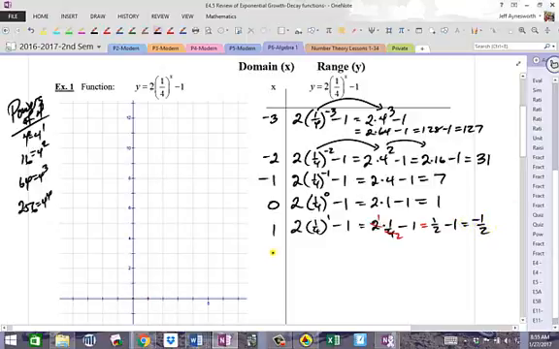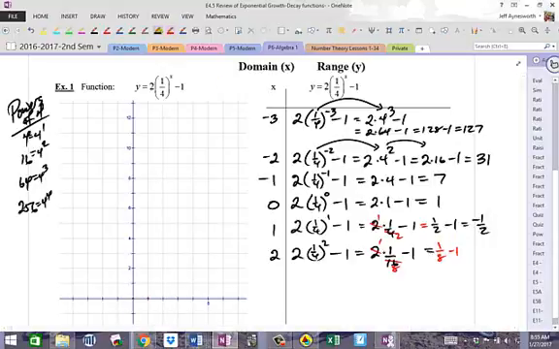And then when x is 2, we have 2 times 1/4 to the second power minus 1. 1 squared divided by 4 squared is 1/16. So 2 times 1/16 minus 1. 2 divided by 2 is 1, 16 divided by 2 is 8. So I get 1/8, minus 1. What's that? Well, it's negative, and if you take out 1 from 8, you have 7 remaining, so -7/8.